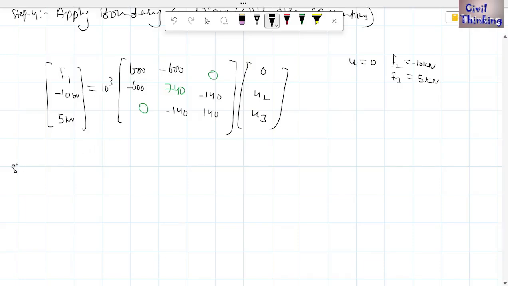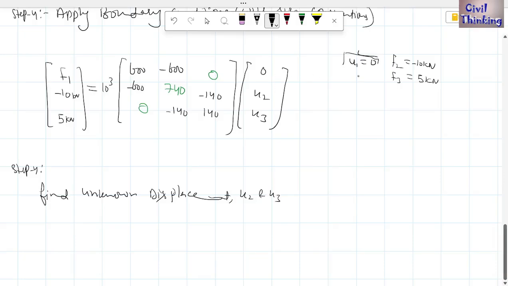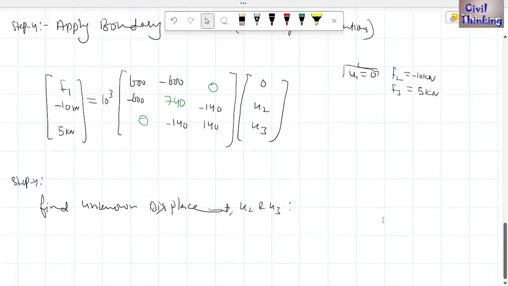So step 4, find unknown displacements, displacements U2 and U3. Why not U1? U1 is already 0. We know it, right? So let us apply, let me draw it here.